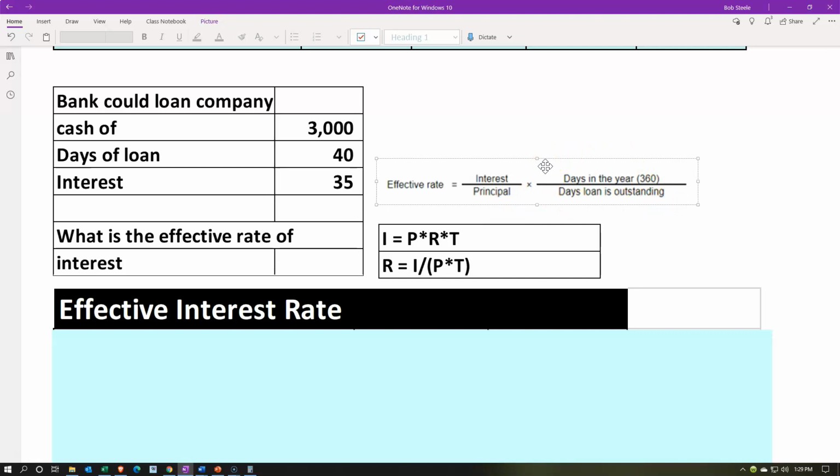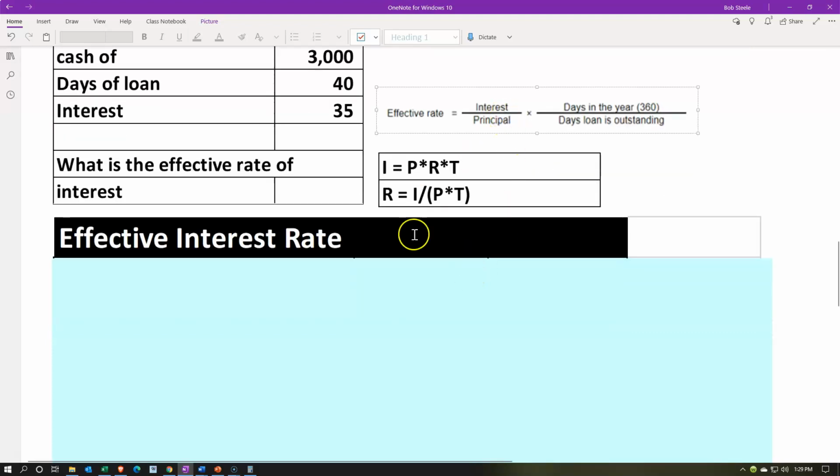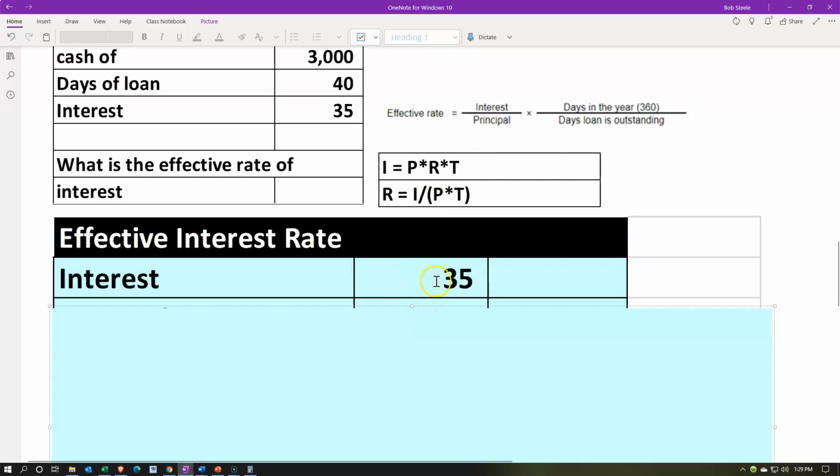You might see 365 sometimes, divided by the days loan is outstanding. So let's do this calculation first, and then we'll do it in this format. So we're going to say, all right, if I have the interest, we have 35. That's what we're going to pay in interest. They just gave us what they're going to pay in interest.